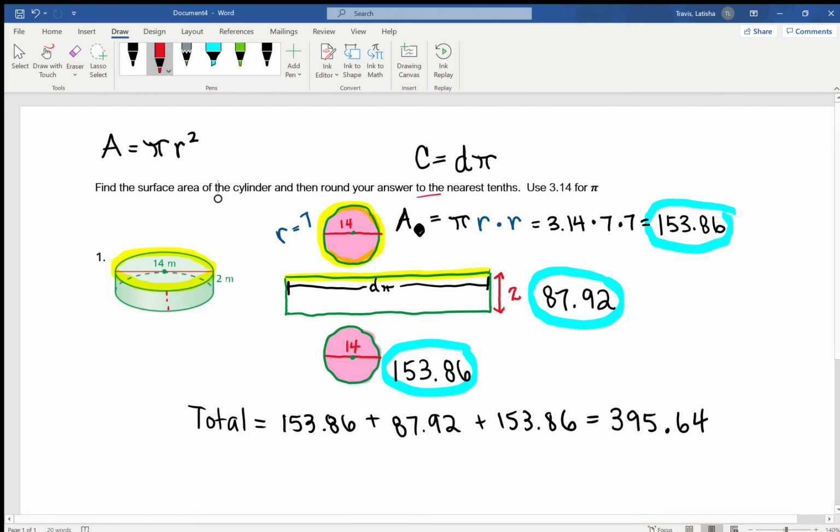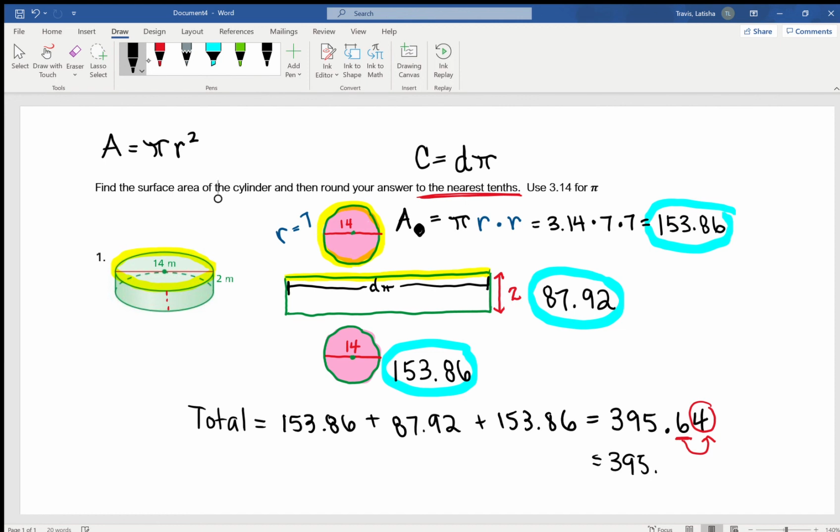The problem is asking us to round our final answer to the nearest tenths place. The nearest tenths place is this position right here, this place value position. We look at the number just after it, and we have the number 4. So we round up if it's 5 or more. We round down if that number is less than 5. And in this situation, it is less than 5. It is 4. So our final answer is rounded to 395 and 6/10. The units of measure are meters, and we square those because we're dealing with area.